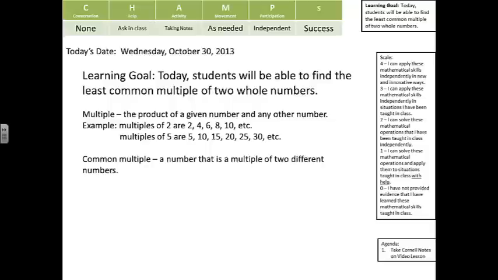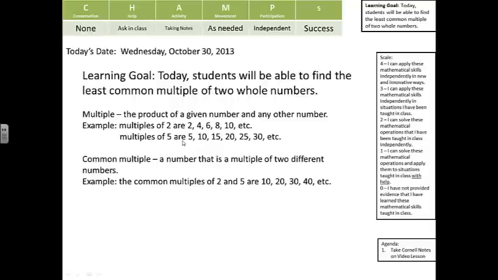The way that I've found is most successful in doing this is to look at the multiples of the larger number. So if we look at the multiples of 5, we're going to see that we have 5, 10, 15, 20, 25, 30. And then compare that to the list of multiples that we have for 2. So if you see, we have 10 as a multiple of 5, and also 10 as a multiple of 2.